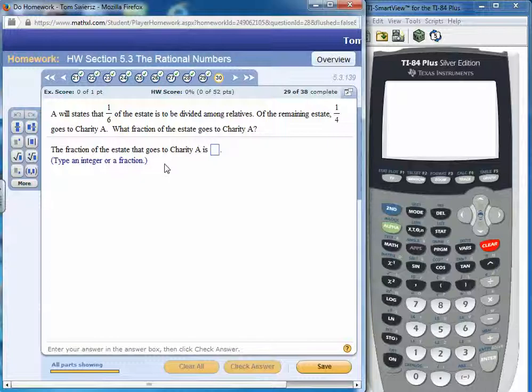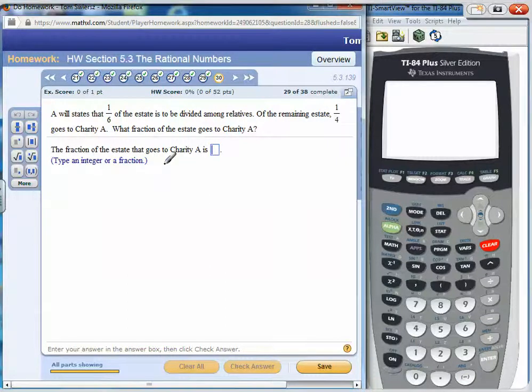A will states that, number 30, 1/6 of the estate is to be divided among relatives. Of the remaining estate, 1/4 goes to charity. What fraction of the estate goes to charity A? Again, 1/6 is divided among relatives. The entire will, 100% as a decimal, is 1.